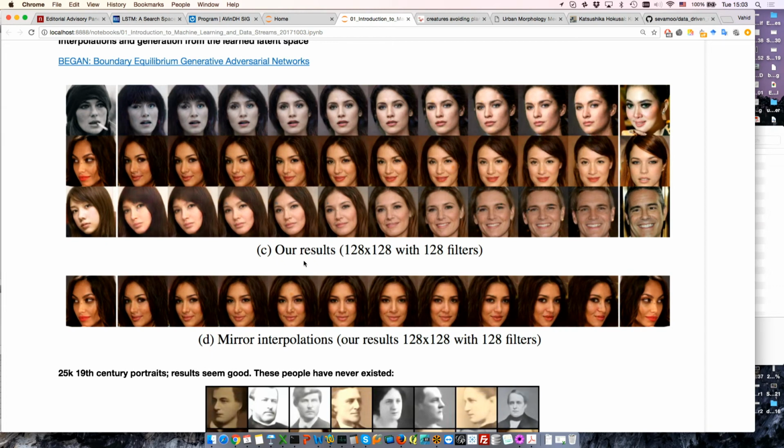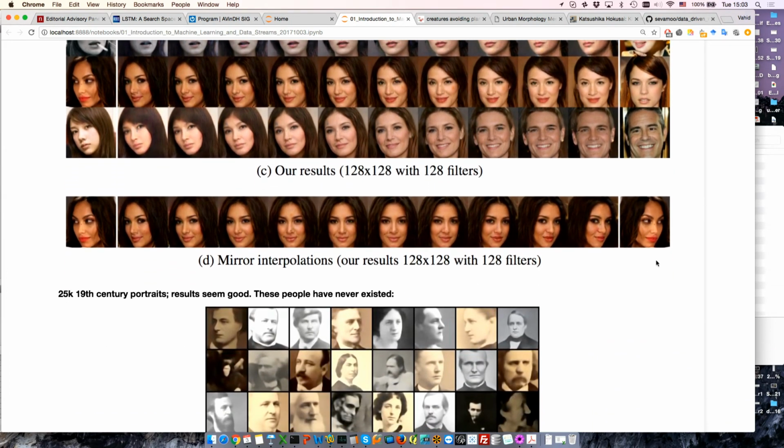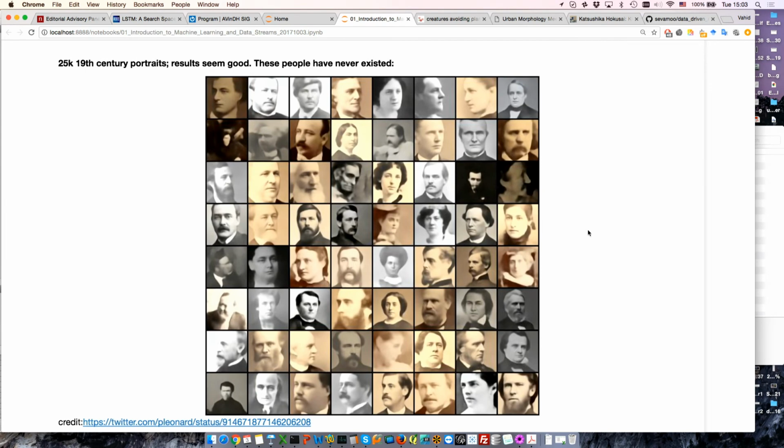For me, this is the work of, I think, 30 years of hard work by these researchers, who managed to convince society that this method works. So now you have these kinds of applications, which I think many don't like, but it's working, and look, it's automatic, so you can generate it easily. Just for fun, I saw this yesterday on Twitter: if you take 25k 19th century portraits, the results seem good. These people have never existed. They are random pictures, but think about it, they are generated automatically.